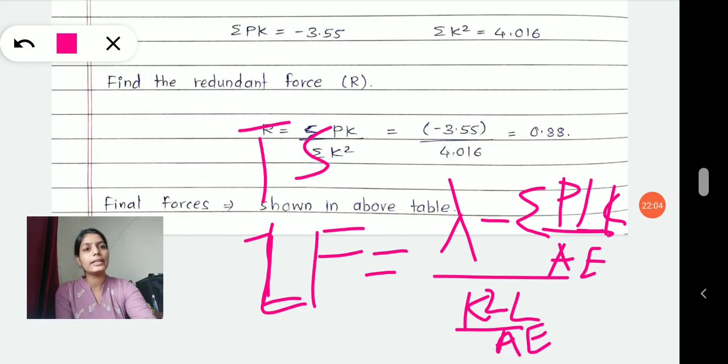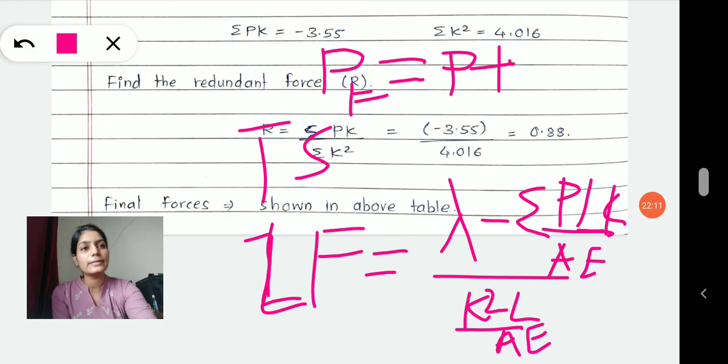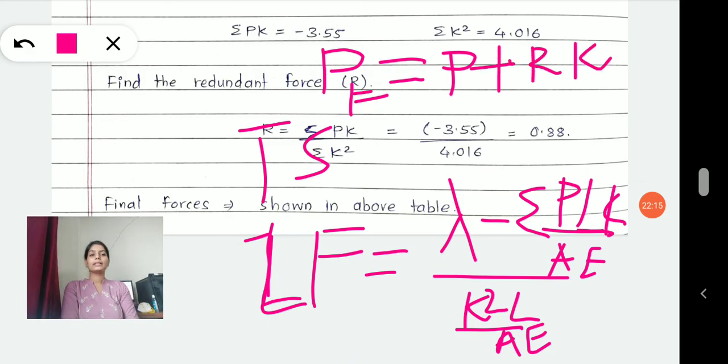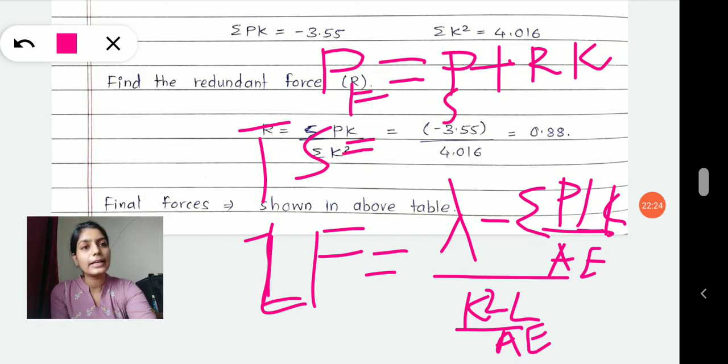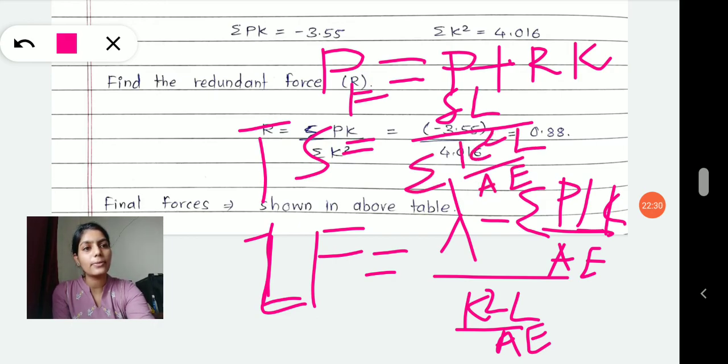Once you calculate the redundant, how will you find the final forces? Final force will be P plus R into K, right? That is how you will find the final forces in the members. For thermal stresses, what was the formula? Delta L upon summation of K square L upon AE. That was the formula for TS, it means thermal stresses.